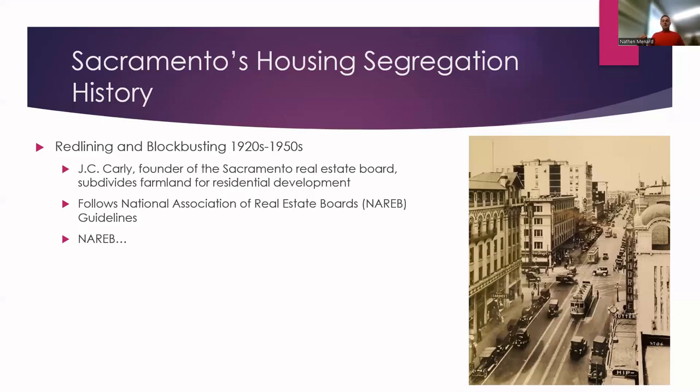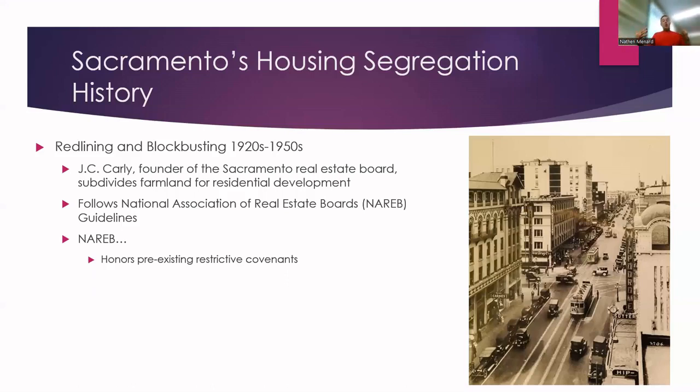When he starts to do this, J.C. Carley very clearly follows the guidelines of the National Association of Real Estate Boards, or the NAREB. The NAREB was an organization that honored pre-existing restrictive covenants. This is one of the organizations that was acting very racist at the time.